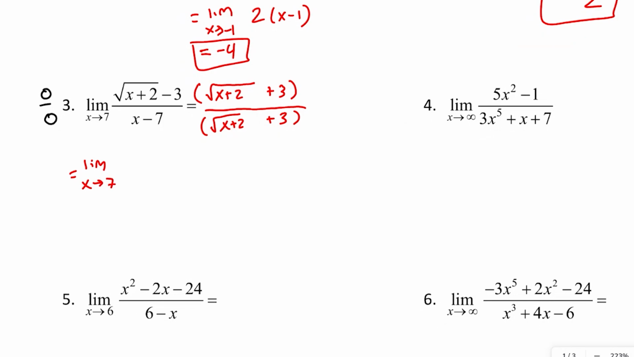as x approaches 7 of, in the numerator, we're going to FOIL this out: first, outside, inside, last. We multiply first the roots, but root x plus 2 times itself is just x plus 2. Then the outside and inside terms cancel out because 3 times root x plus 2 and negative 3 times root x plus 2 are opposites, and when you add opposites, it equals 0. Finally, for the last term, we have 3 times negative 3, which is negative 9. On the denominator side, we're not going to simplify anything: x minus 7 times root x plus 2 plus 3.